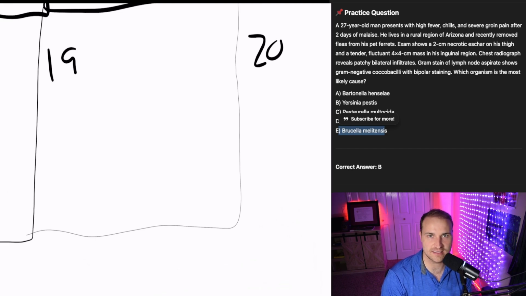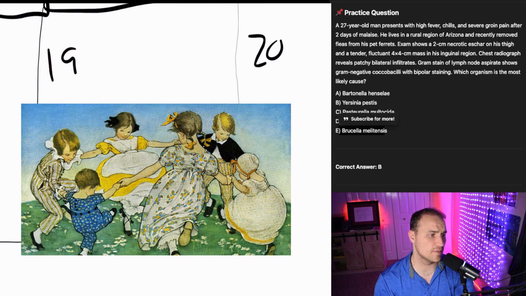Pasteurella just gives cellulitis. Bartonella is cat scratch, which again we covered in this video, is inflammation of the subcutaneous connective tissue. Ulcers, buboes, pneumonia is going to be the plague. I've got the plague, sir.